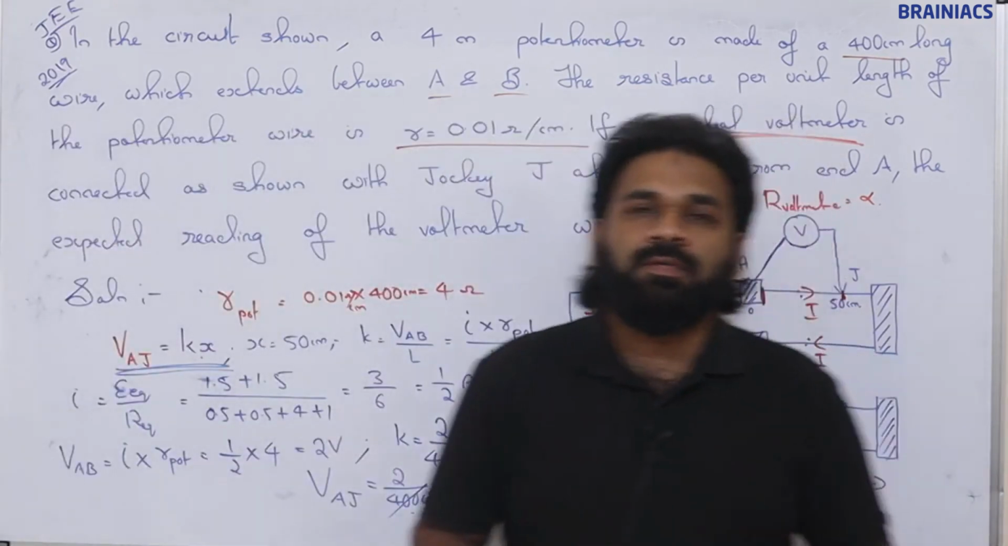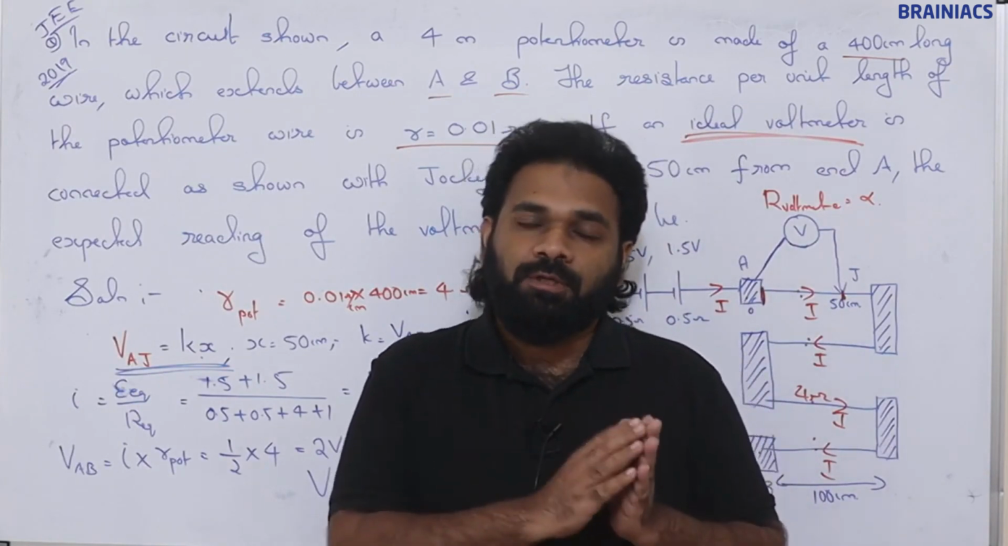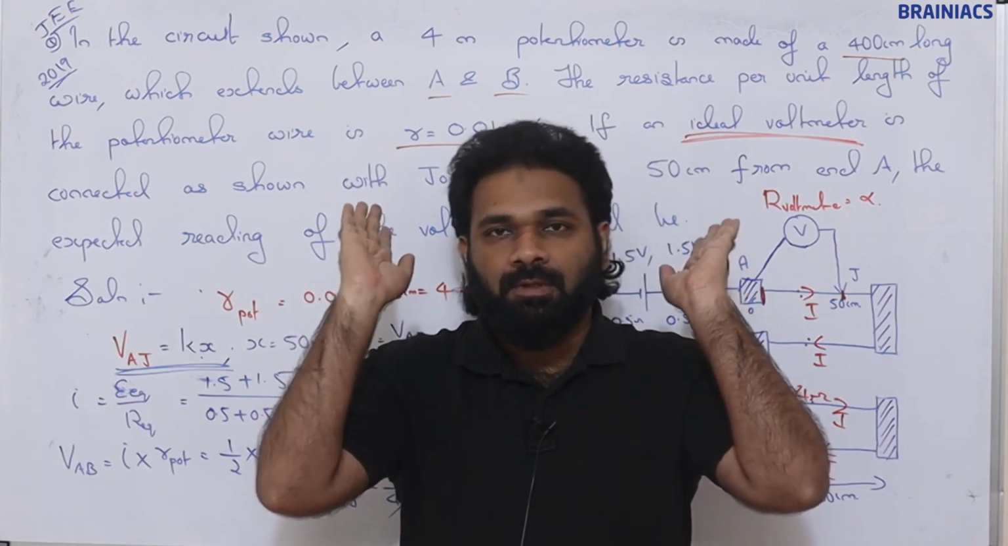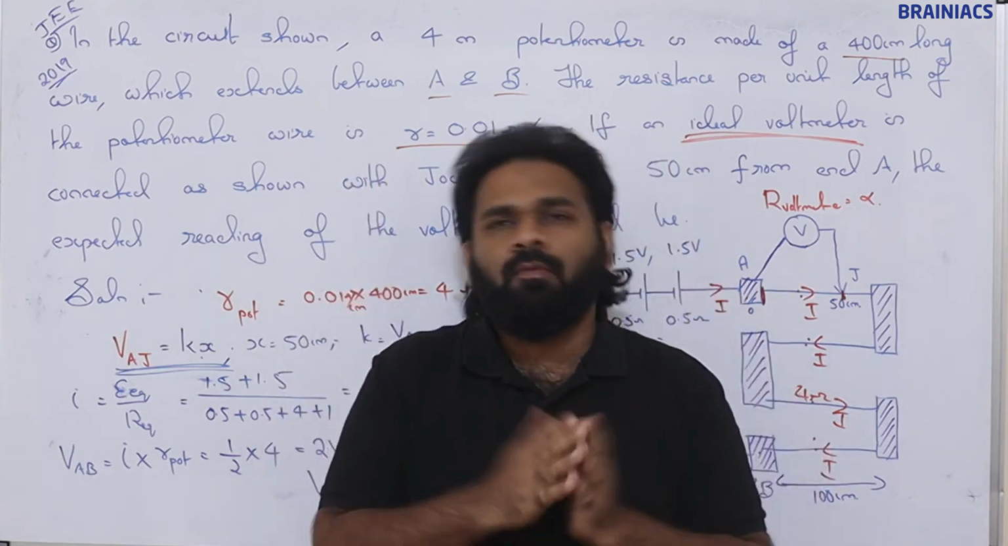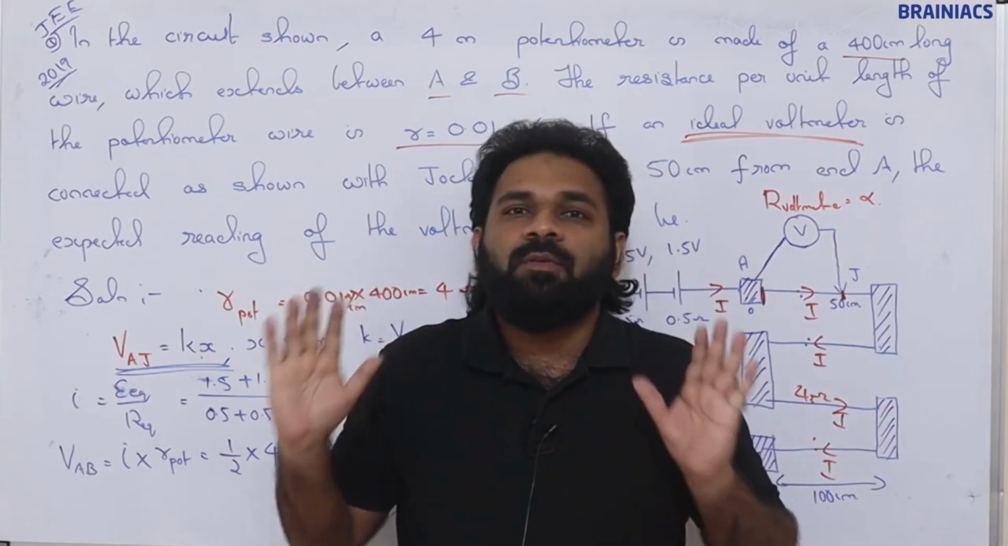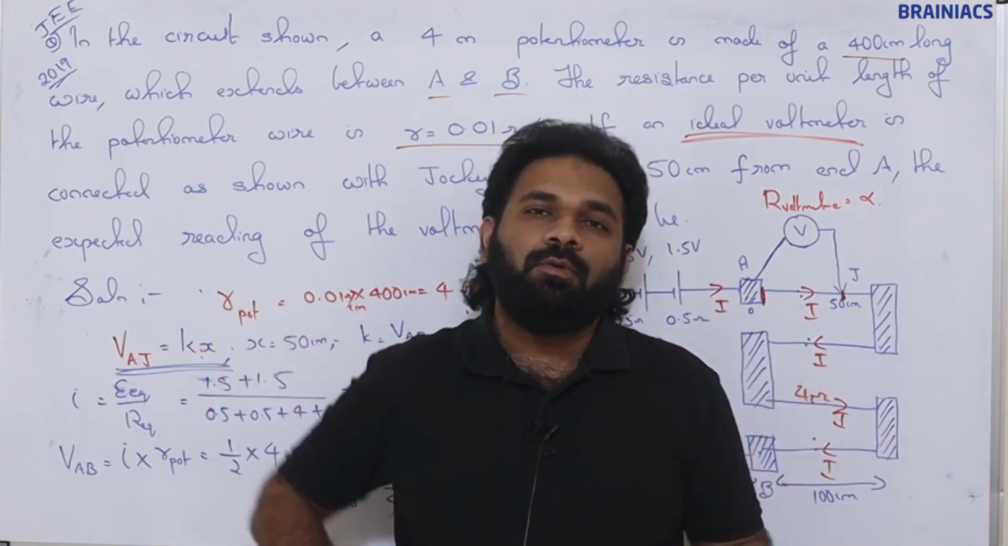Whatever the question, potential gradient into that length is equal to the voltage to be measured. Then after writing that, whatever we need to find, it is going to be a simple circuit, we just need to solve it.